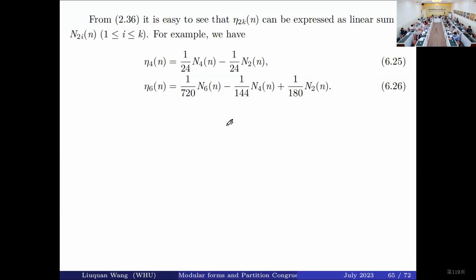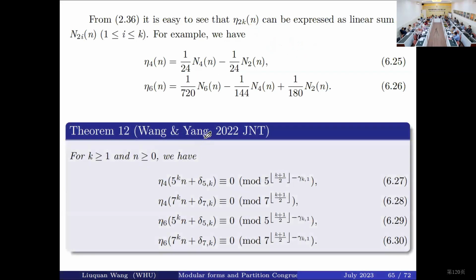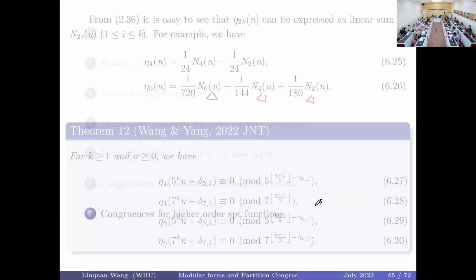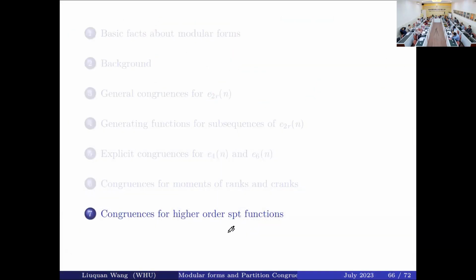Okay, for Andrews, for the symmetrized moment of ranks, this was defined by Andrews, if you still remember. We can also express eta 4 and eta 6 by linear combinations of something we know, and then we can get congruences for eta 4 and eta 6. So these are the congruences modulo powers of 5 and 7. Okay, the last part, we can also apply our results to some higher order SPT functions.